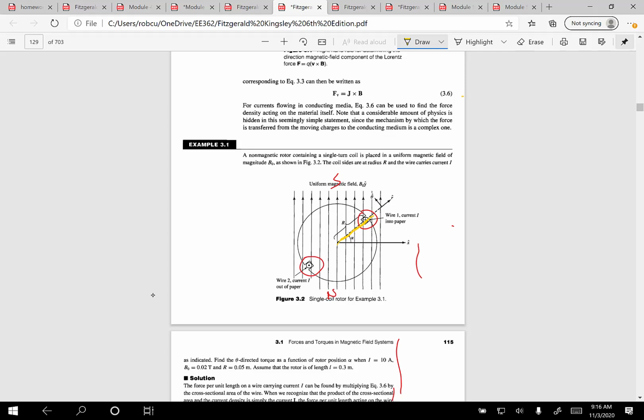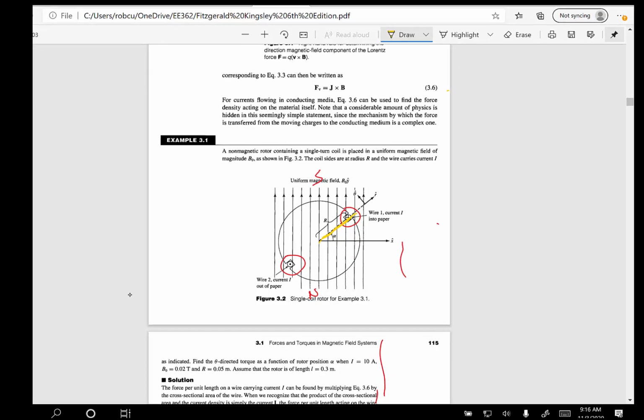It just comes out of the cross product, and it's just the direction that we've chosen for the current versus the flux. The B is in the Y, and this imaginary arm is going out to where the current is going into the board, and so the resultant F is actually pointing, I think, in.